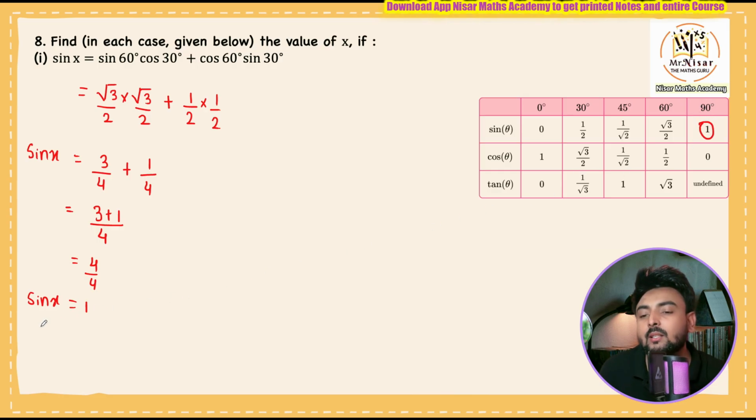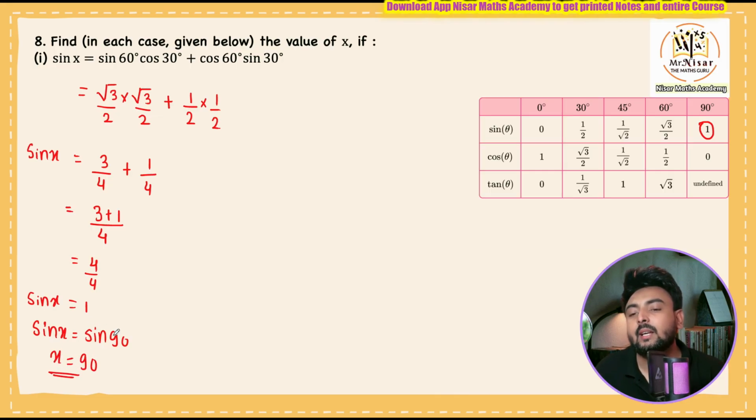So here your answer will be sin x is equal to sine 90. So x is equal to 90 degree, or directly you can write x is equal to 90. Okay, sine 90 is 1. So comparing, x is equal to 90. Let's go ahead for the next question.